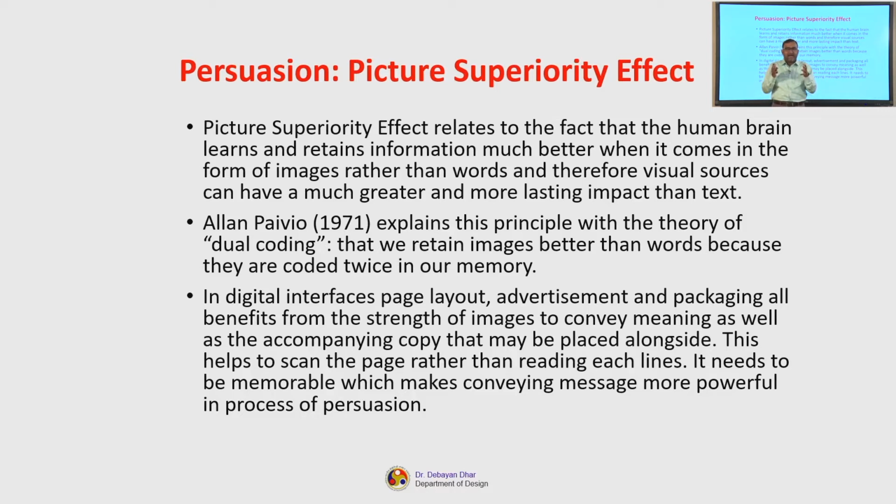Images, the visual form of information, are learnt very easily by our brain, and more than what we understand from words. Therefore, visual sources can have a much greater and more lasting impact than text. Allan Paivio in 1971 explained this principle, known as the theory of dual coding, that we retain images better than words because they are coded twice in our memory.